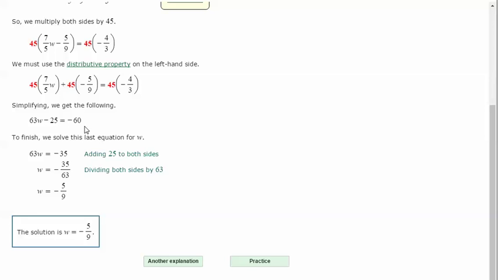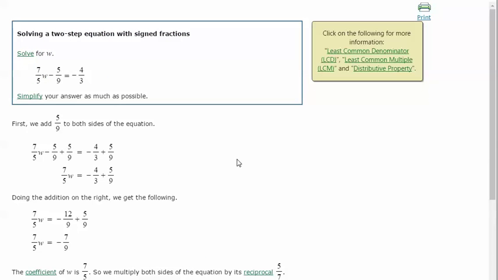And then finish solving the equation. Add 25 to both sides. So you get 63W equals negative 35. Divide both sides by 63. So then we have this fraction of negative 35 over 63, and we can just reduce that to negative 5/9 to solve for W.